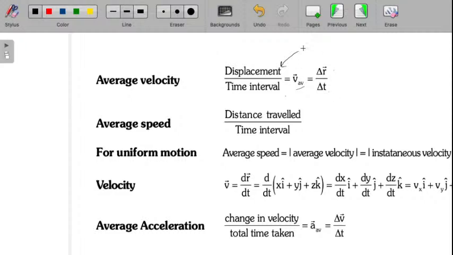We'll discuss the vectorial definitions in a while. First, let's understand the term average velocity. It is the total displacement by total time interval. It's not the displacement at a given value by the time at that value. It's the total displacement in an interval of time.